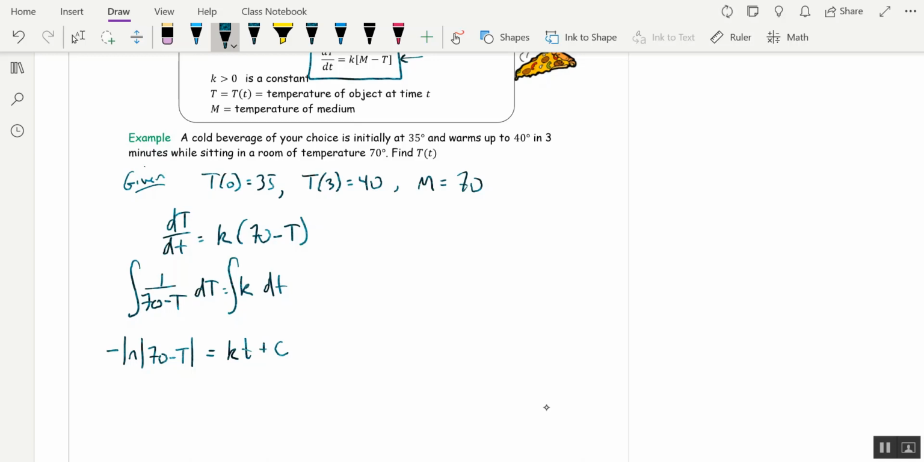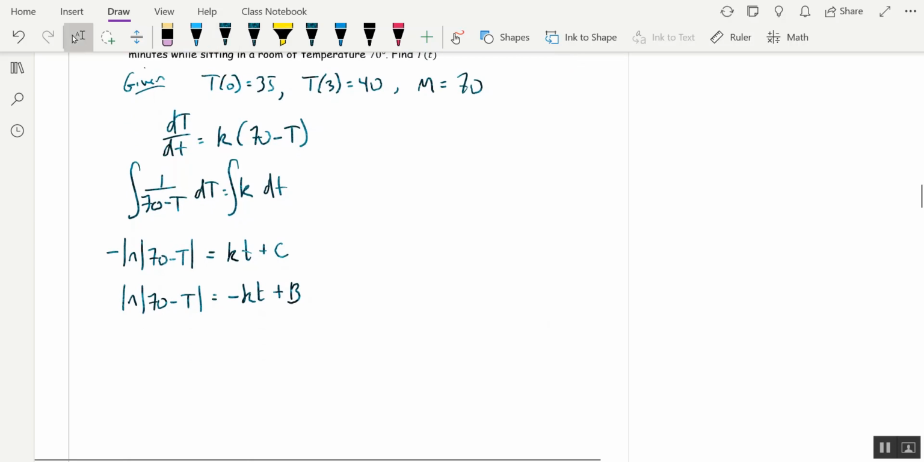I could move this negative up as an exponent, but I don't want to do that. It's much easier to just move the negative over to the other side. ln of the absolute value of 70 minus T is negative Kt plus negative C. I'll just call that B. It's another constant. Okay, now exponentiate both sides, and you can remove the absolute value the way we've been doing. So this is going to give us 70 minus T is another constant A times e to the negative Kt. And that A is sucking up the plus or minus in my absolute value.